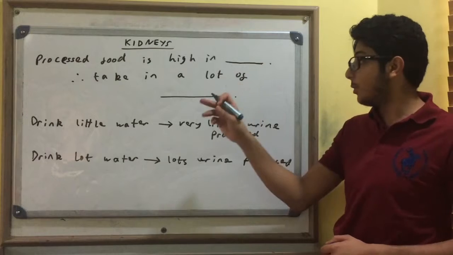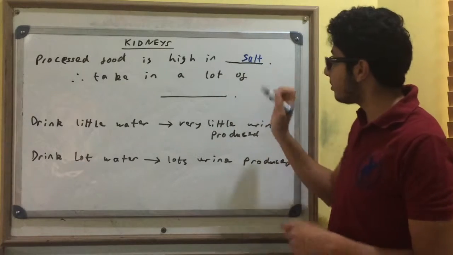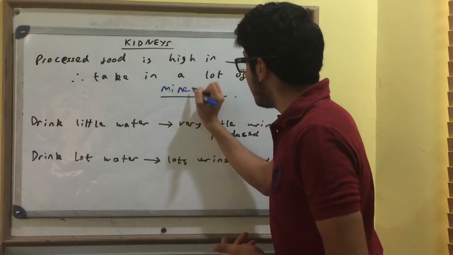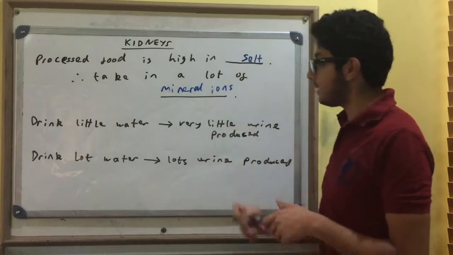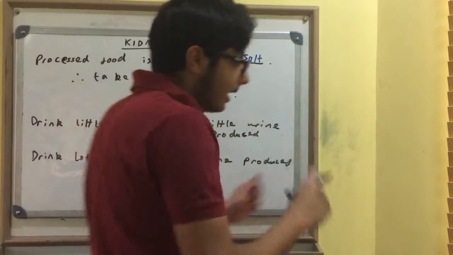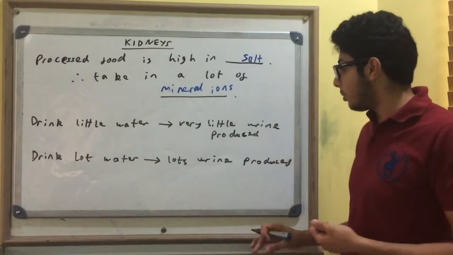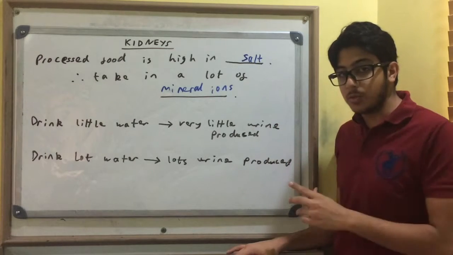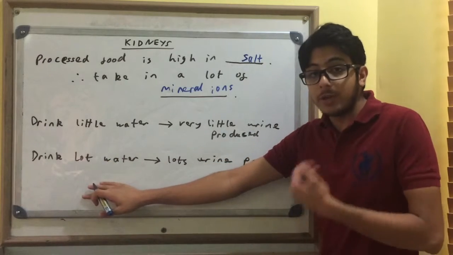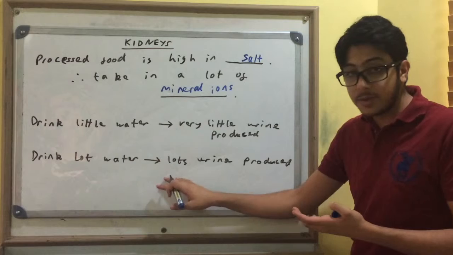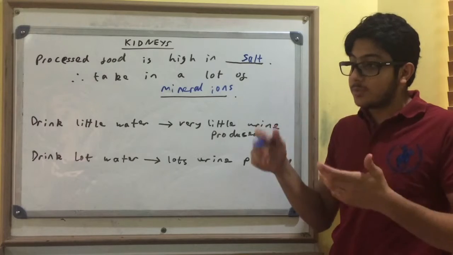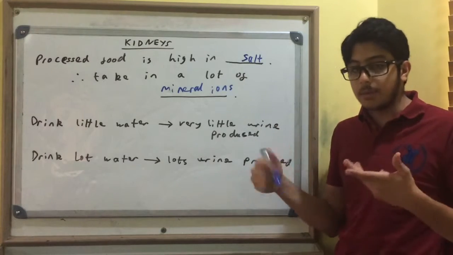Next, processed food is high in salt. So if you eat a lot of processed food, you're going to take in a lot of mineral ions, and they will be in excess. So you need to get rid of this by your urine. If you drink a little water and not enough to keep you hydrated properly, very little urine is produced. So you save as much water as possible. If you drink a lot of water, obviously water will then be in excess, and you need to get rid of this, so lots of urine is produced to get rid of the excess water. Okay, to keep osmoregulation, for homeostasis.